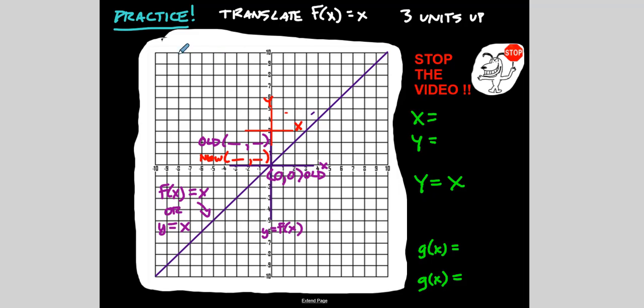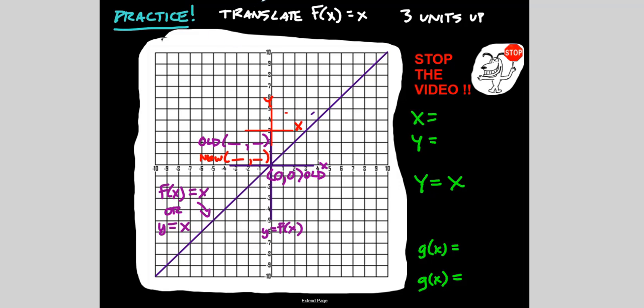Alright, so stop the video. Here's the practice. I want you to translate f of x equals x 3 units up. I want you to do the translation here, fill in the coordinates on the old system, new system, and come up with the function for g of x and for y. So when you're done, turn the video on and see if you agree with what I got.